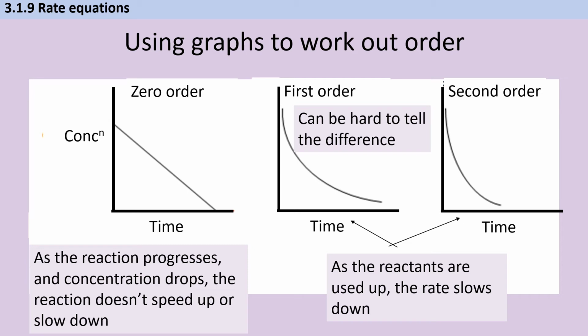Now, the next 2 graphs, it's kind of hard to tell the difference between them if you don't have numbers on the graph. But we've got 1st order in the middle and then 2nd order on the right-hand side. And you can see that for both of them, as the concentration decreases, the rate decreases as well, which is kind of more akin to what we'd normally expect. So as the concentration has gone down, there are fewer particles, so the collisions are less frequent, so the rate declines. And so as these reactants are being used up, the rate is going to slow down.